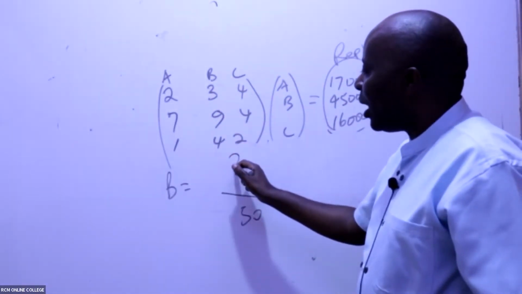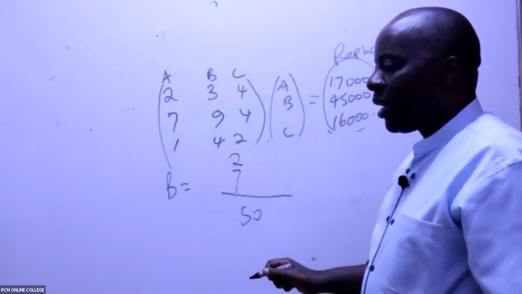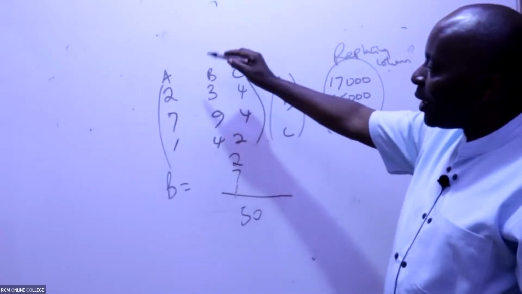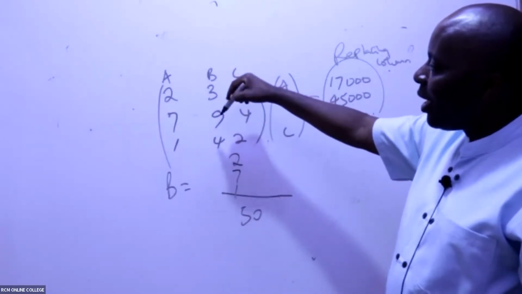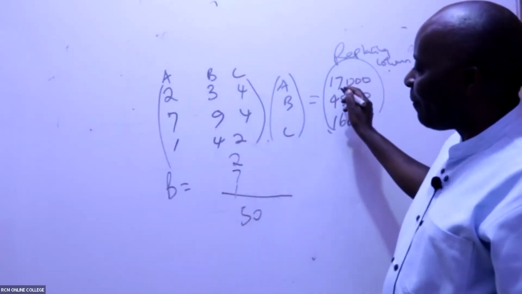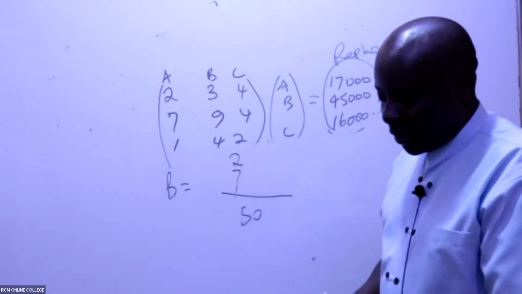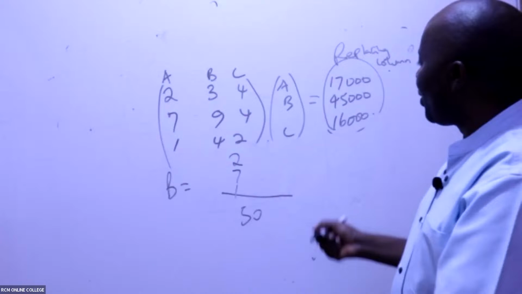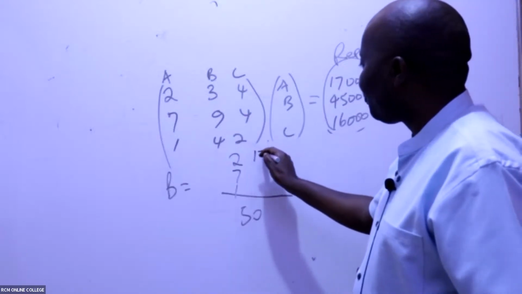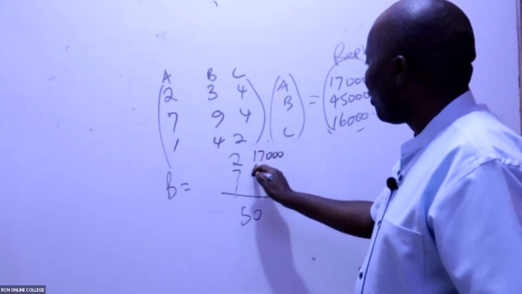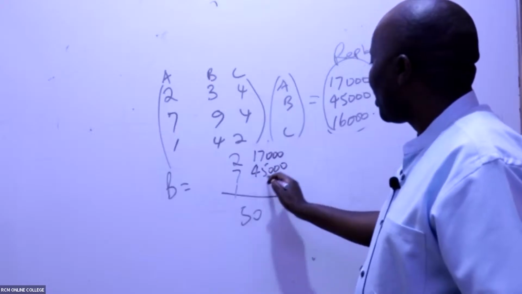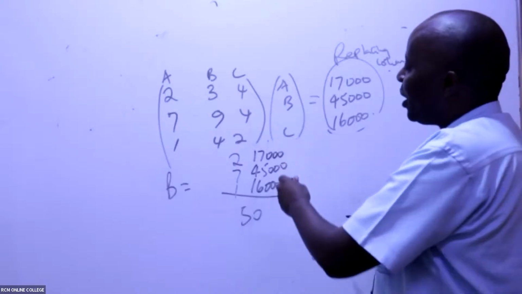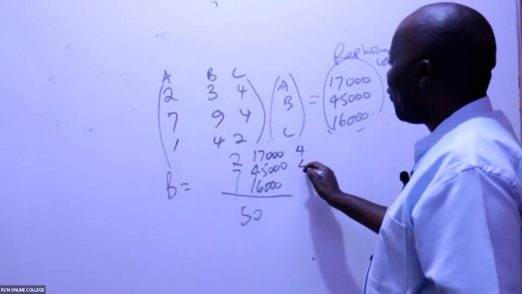So here I will have 2, 7, 1. When the column of B has to disappear, we need a replacement. And where is the replacement? It is this one. So the second column here will be taken over by that replacement, which is 17,000, 45,000, 16,000. And then what happens in the column of C? These remain 4, 4, 2 like that.